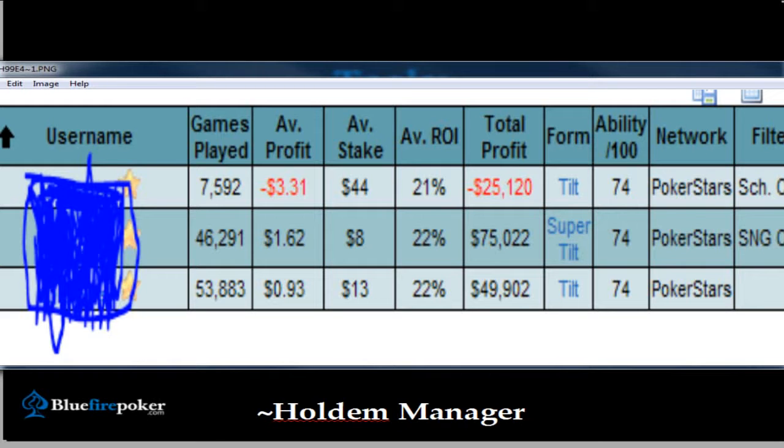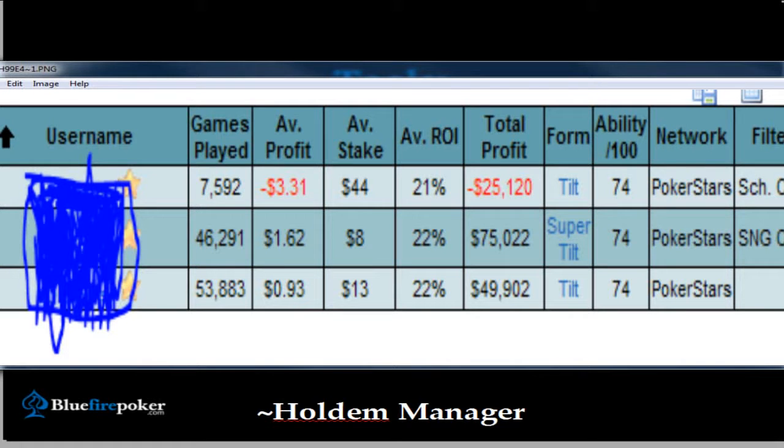This player has played 53,883 games with an average profit of 93 cents, average stake of $13, average ROI of 22%, total profit $49,900. Good. I can see that on OPR too. But if I do an advanced search, I can look for this player's results on Seed and Goes alone. And look what it shows. Over 46,000 games, 22% ROI, $75,000 profit.